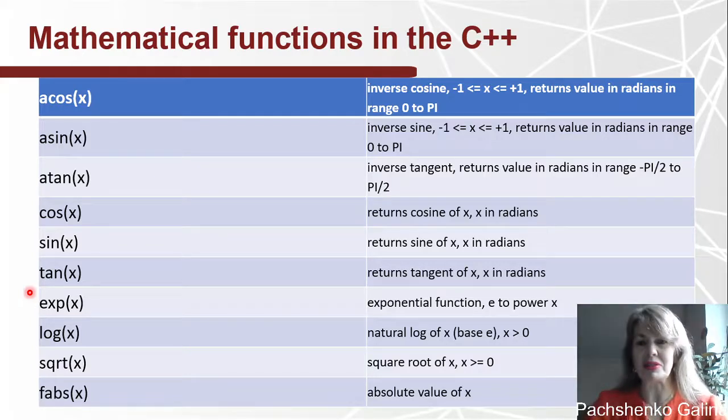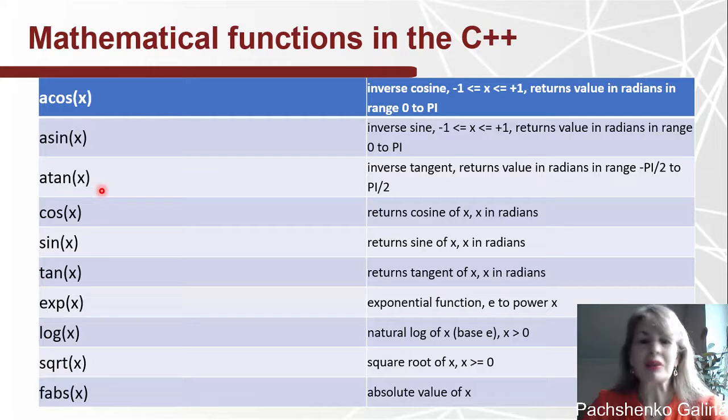Mathematical functions in C++. You may use mathematical functions in C++. They are, for example, inverse cosine, where x is between -1 and +1, and returns a value in radians in the range from 0 to π. This mathematical function is inverse sine, where x is between -1 and +1 and returns a value in radians in the range from 0 to π.